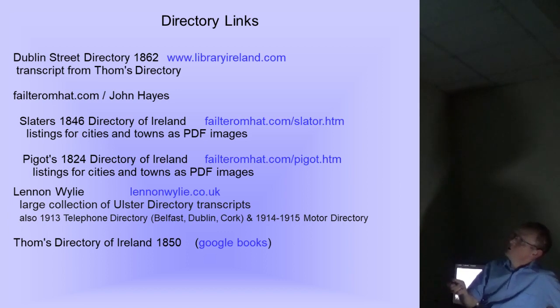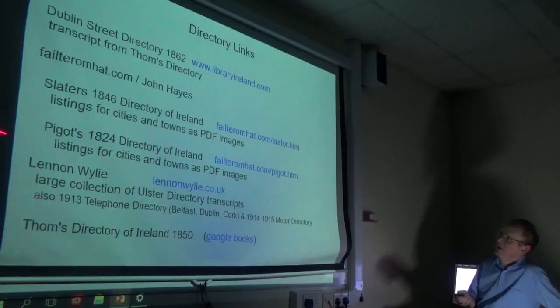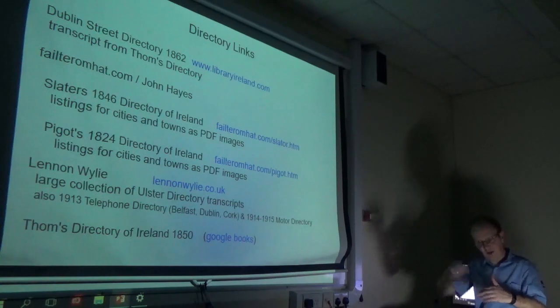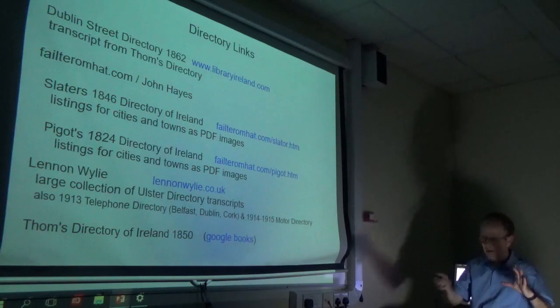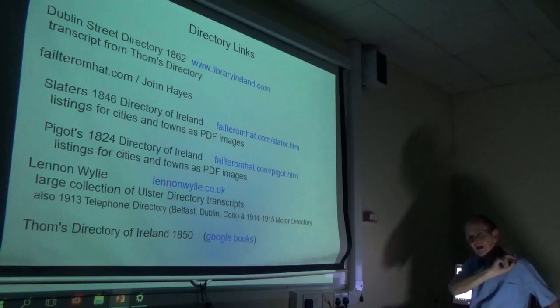There's a good Dublin City Street Index for 62. It's actually Tom's on Library Ireland. Faucher Road, John Hayes. He has images of 1846, that's Ireland, so it has all the cities, and a lot of the larger towns. So it doesn't have all the towns, but it has a lot of them. Again, you won't find labourers or farmers or anything like that in it. There's the Pickett's 1824, it's the same idea. So you basically look at the index and you say, I want to see Bray or whatever, and there'll be images of that that you can scroll through, and they're usually a description of the place, and then lists by trade.